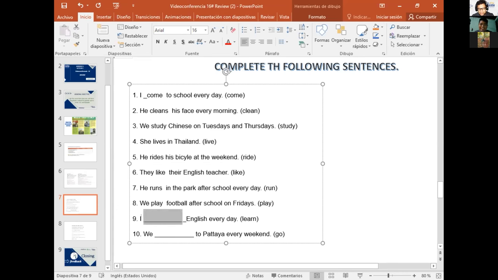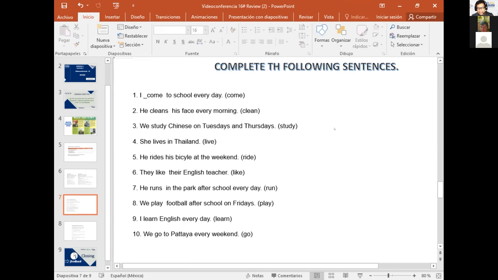Number 9. I learn. Okay, because of that. And the last one. We go. We go to the party every weekend. That's right. So you know that you can identify the differences between the third person and plurals, and also the verbs in the simple present form. So that's why it's very valuable.